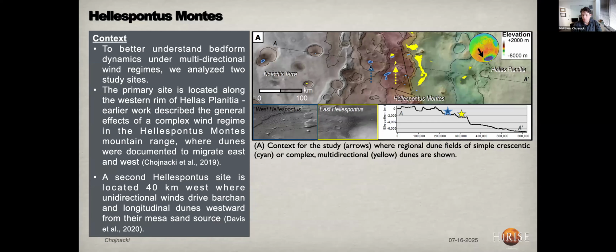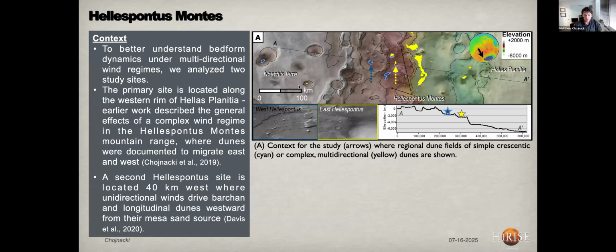And we've mapped two different kinds of dune fields here. In the blue or cyan, we're showing you these simple crescentic dune fields where they're just dominated by barchans or transverse dunes, whereas the yellow dune fields are shown to represent multi-directional dunes of star dunes or reversing dunes that just show a lot more diversity in their morphology.